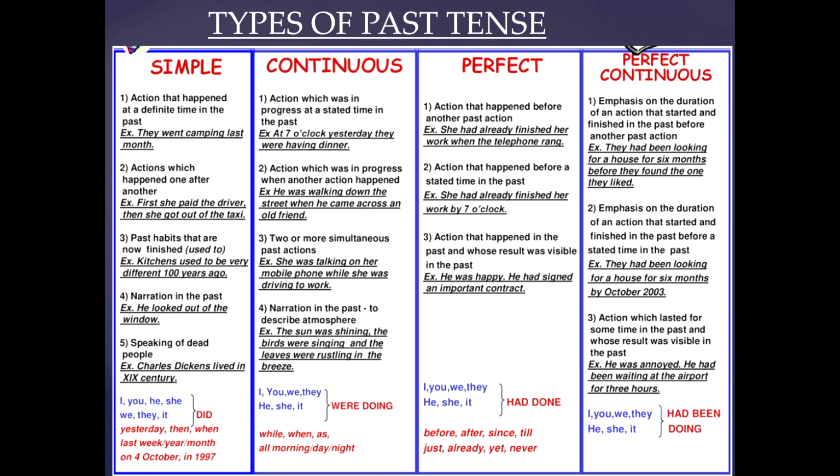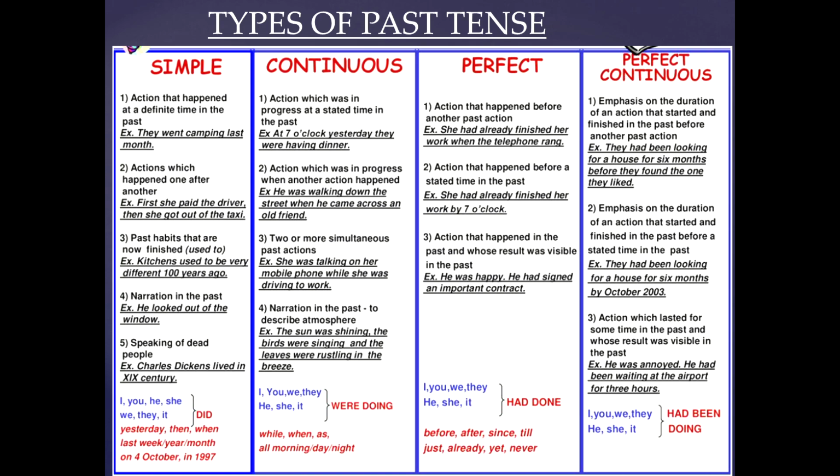She had already finished her work when the telephone rang. So the other event, the past event, she had already finished her work, had already happened before the telephone rang. So here we have to use the past perfect tense. Had should be used. An action that happened before a stated time in the past: she had already finished her work by 7 o'clock.